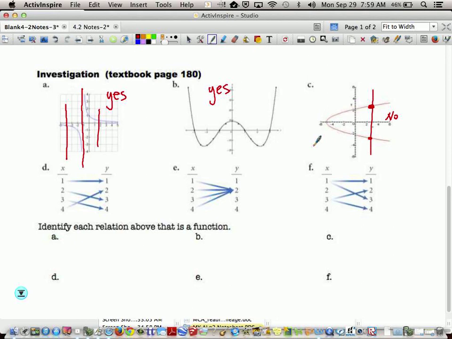Input. For every input, there can only be one output. So look at this input. How many outputs does it have? 1. How many outputs does that have? 1. The arrow says it goes to 1. That's good. How many outputs does this one have? 1. That's good. 1. Good. 1. Good. So this is a yes. How many outputs does the 1 have? 1. We're good. 2? 3? 4? So that's good, right? That works. So that is a function.